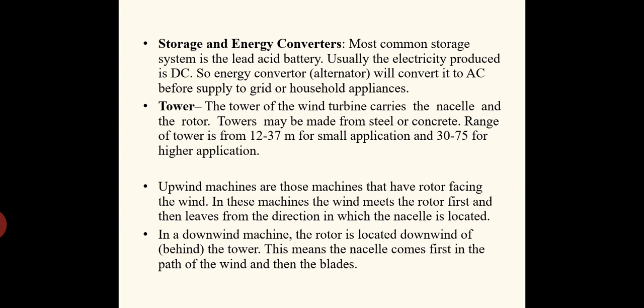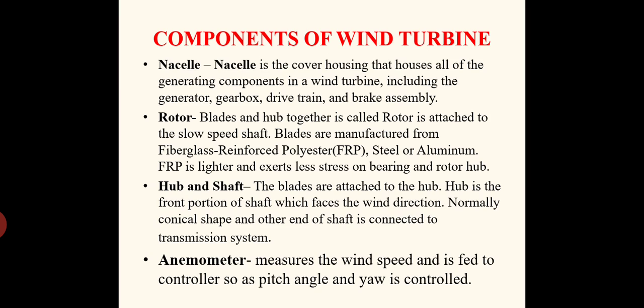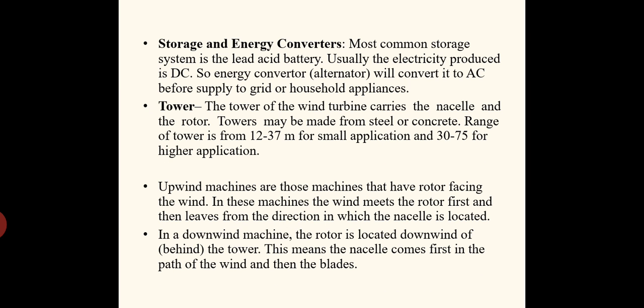Now the last important component is the tower. The tower of the wind turbine carries the nacelle and the rotor. The supporting structure is called the tower. This entire massive structure is known as the tower. Towers may be made from steel or concrete. The range of the tower is from 12 to 37 meters for small applications and 30 to 75 meters for higher applications. More than 100 meter towers are there.